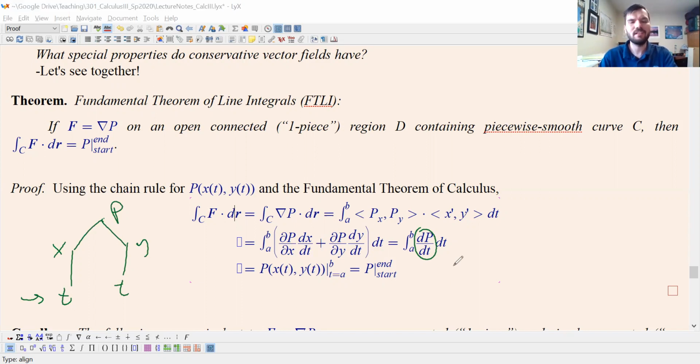And so because we're integrating a derivative in terms of t, we can apply the fundamental theorem of calculus to undo that derivative and evaluate our function at the two endpoints. B endpoint first, and then subtract the A endpoint, which allows us to think of this as the surface evaluated at the end of the curve and then the start of the curve.